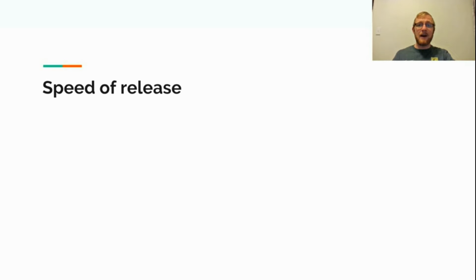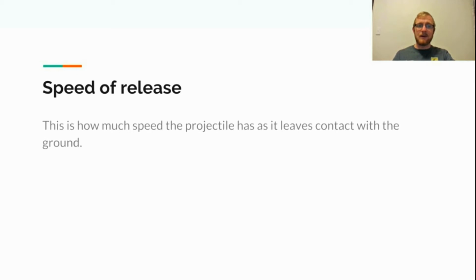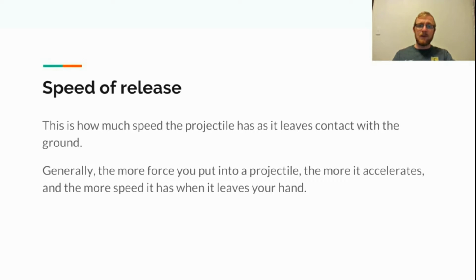Next, we're going to talk about speed of release. This is how much speed a projectile has as it leaves contact with the ground, or leaves whatever is contacting the ground. For example, your human body, it leaves your arm. Generally, the more force you put into a projectile, the more it accelerates, and that means the more speed it has when it leaves your hand or leaves the ground.